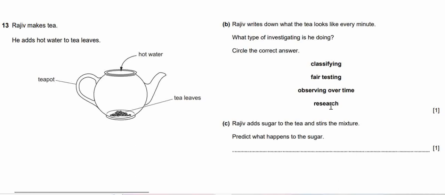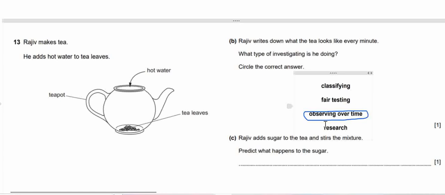10 seconds from now. Alright guys, let's check out the answer. So it's observing over time, as he writes down what the tea looks like every minute. Right, next, let's move on to C. Rajiv adds sugar to the tea and stirs the mixture. Predict what happens to the sugar.